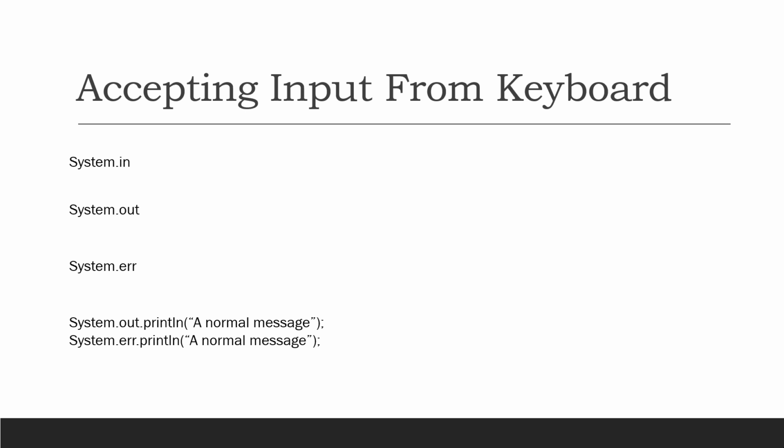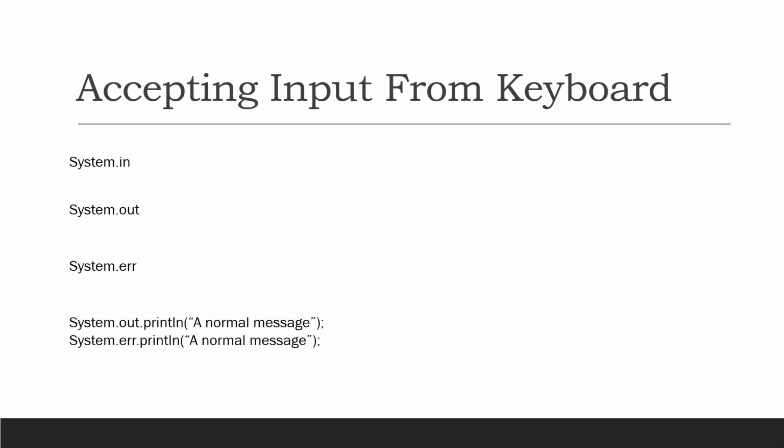What is the difference between these two? Note that both System.out and System.err can be used to represent the monitor, and hence either of these two can be used to send data to the monitor. We will see how we can use both of them at a later point of time. Let's say we have a statement like System.out.println with some normal message, and then System.err.println with some message, right? The programmer can indicate what type of message he is displaying by using System.out or System.err.